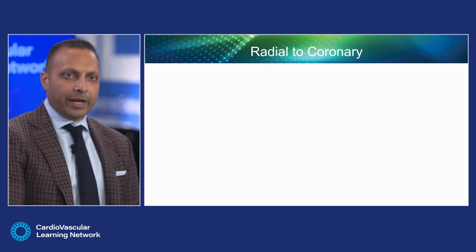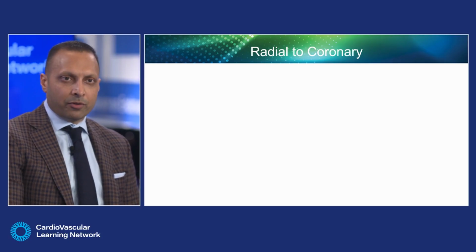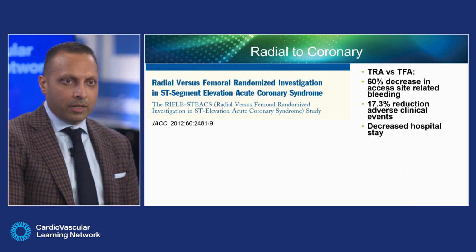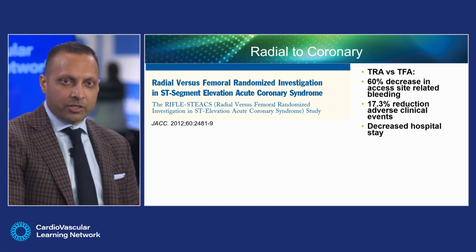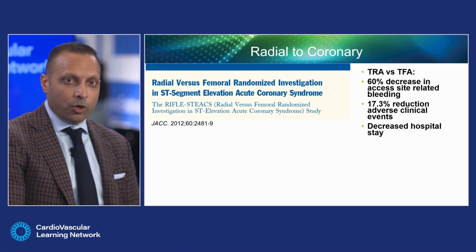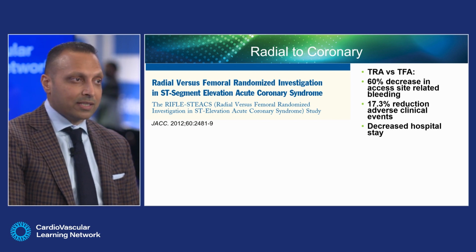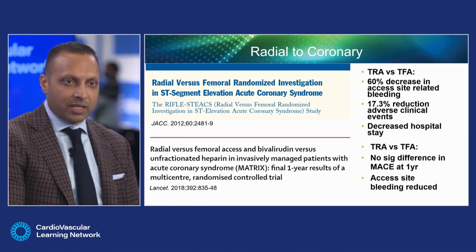However, the advent of radial has been preceded in the peripheral environment by the coronary literature. Early on, the RIVAL study demonstrated significant efficacy in transradial versus transfemoral arterial access with a significant decrease in access site-related bleeding and overall reduction in clinical adverse events, namely hematoma or access site-related problems, as well as decreased hospital stay.